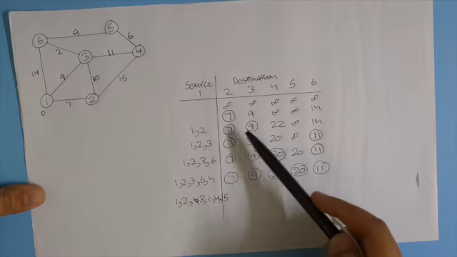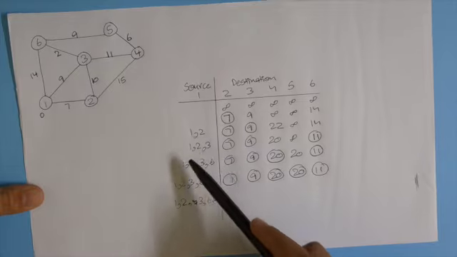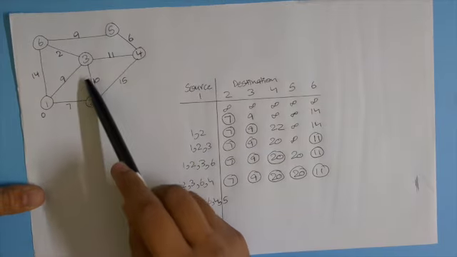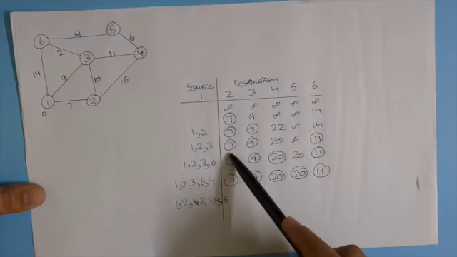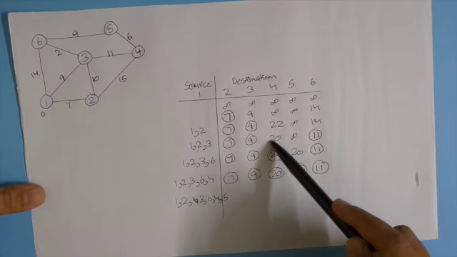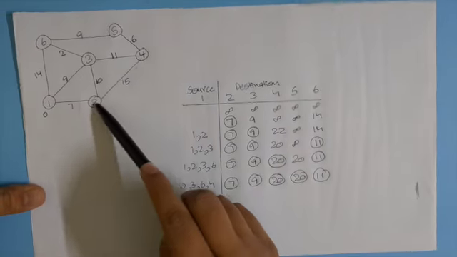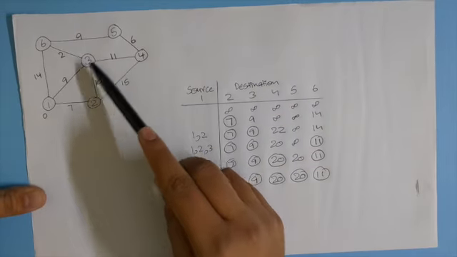7 is already circled, so we'll circle 9, and now 3 will move to the source side. Now we can see that we'll copy 7 and 9. This 22 becomes 20 because now we have two ways to approach 4: 1, 2, 4 and 1, 3, 4.